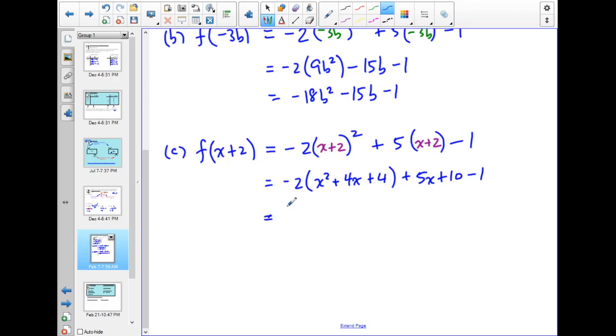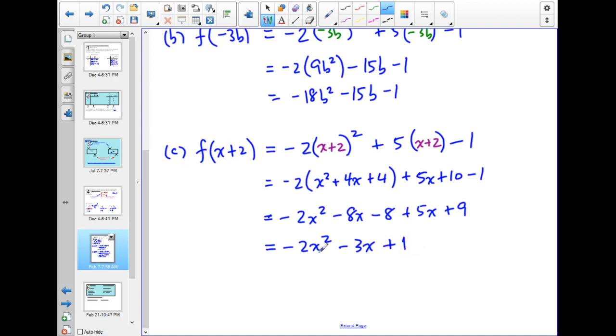Just simplifying this is going to take a little bit more time. So I'm going to have to multiply this 2 into that bracket using the distributive property. Negative 2x squared minus 8x minus 8 plus 5x, and then plus 10 minus 1, I might as well simplify that now, becomes plus 9. And then finally, I only have this single x squared term, so that just becomes negative 2x squared. Minus 8x plus 5x becomes minus 3x. And negative 8 plus 9 is just equal to positive 1 on the end.